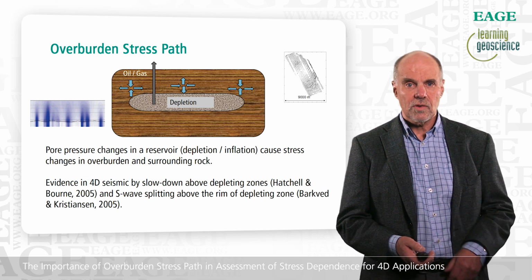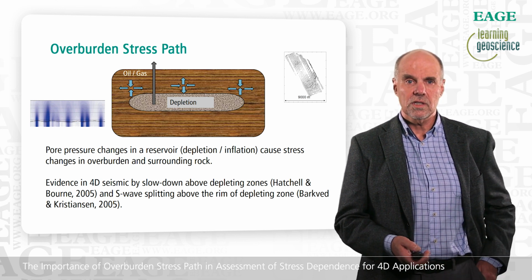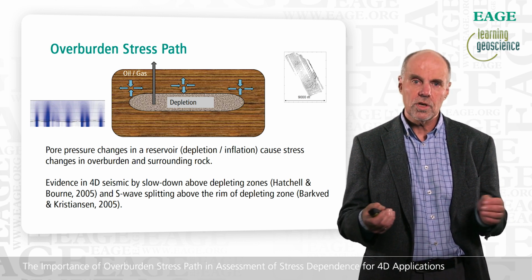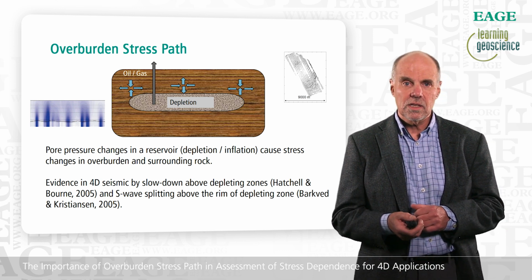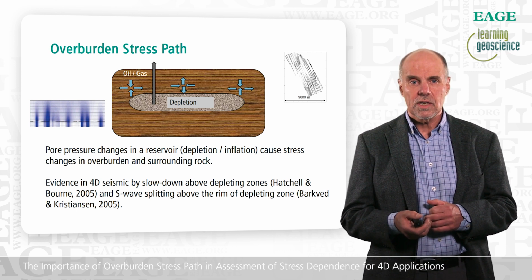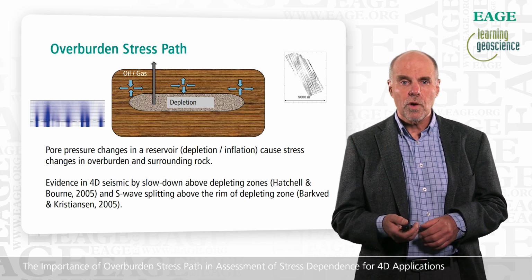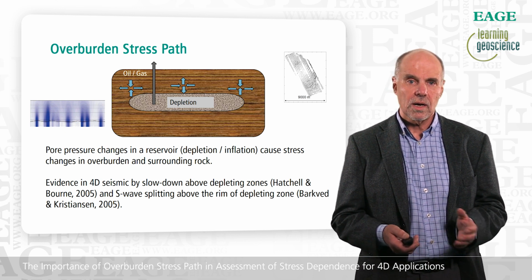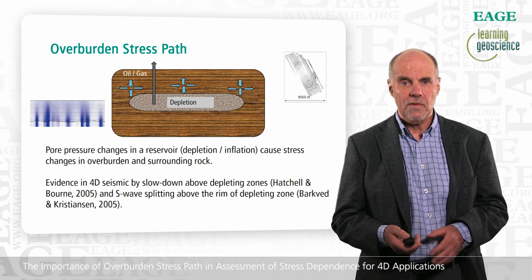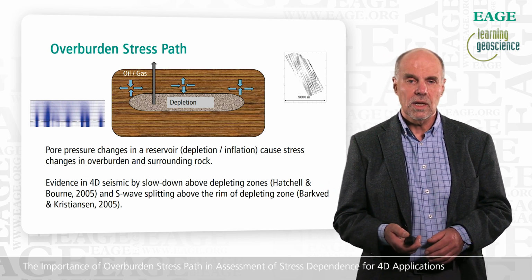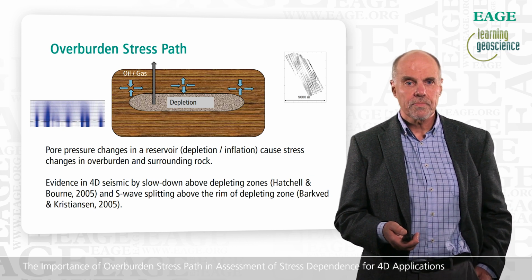At the edges of the reservoir, the situation is opposite. The vertical stress is leaning on the shoulders of the reservoir and is increasing there, whereas the horizontal stress is reducing. All this is driven by pore pressure changes in the reservoir. I said depletion, but it could also be inflation caused by injection of, say, CO2 in a subsurface reservoir.